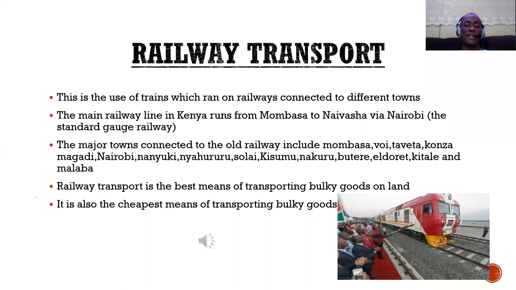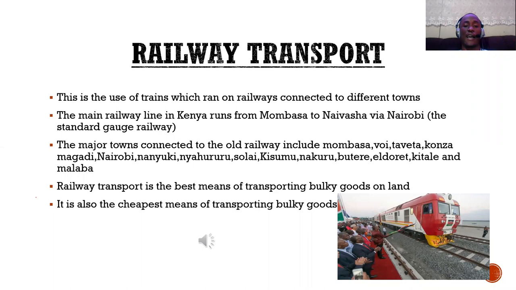So on land, the best form of transporting bulky goods is railway transport. But if you want to export bulky goods from Kenya, maybe to China, to India, to Japan, or you want to import bulky goods like minerals from China to Kenya, they are going to be imported using water transport. We don't have a railway line that runs from Africa to Asia. Neither do we have a railway line that runs from Nairobi to maybe the United Kingdom.